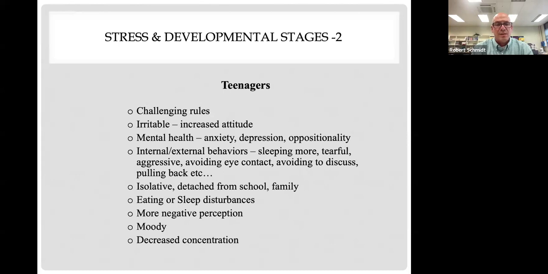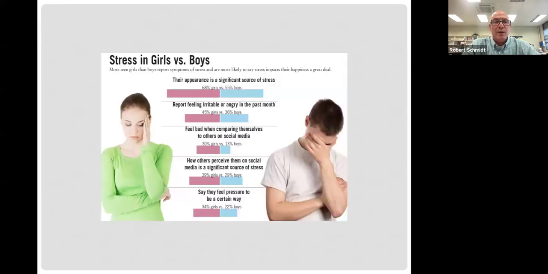Eating or sleep disturbances, more negative perception of themselves or life in general. Moodiness, decreased concentration, which we would see as a change in school productivity. Interestingly, in a self-reported national study about stress in girls, is there a difference between girls and boys and stress? If you want more information about this, I'll provide my phone number at the end. You can call me and we'll figure out how to get this to you.